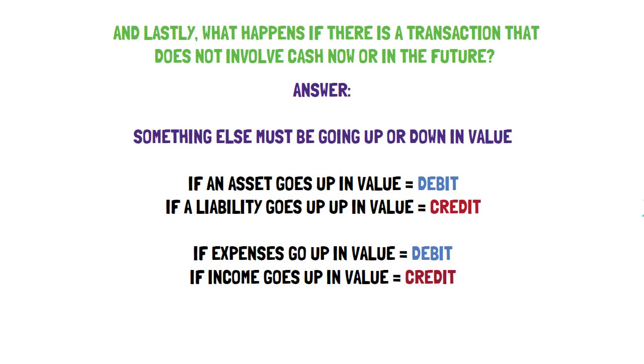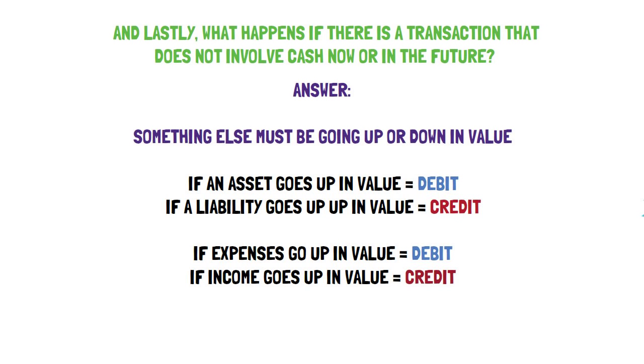If a liability is increasing in value, so if it's becoming larger, then it's a credit. Now, why is this? A liability is something we owe, right? So if I owe something and it's getting bigger, that means the cash that's going to leave me is going to get bigger as well. So what does that mean? That means that it is a credit because cash is decreasing.